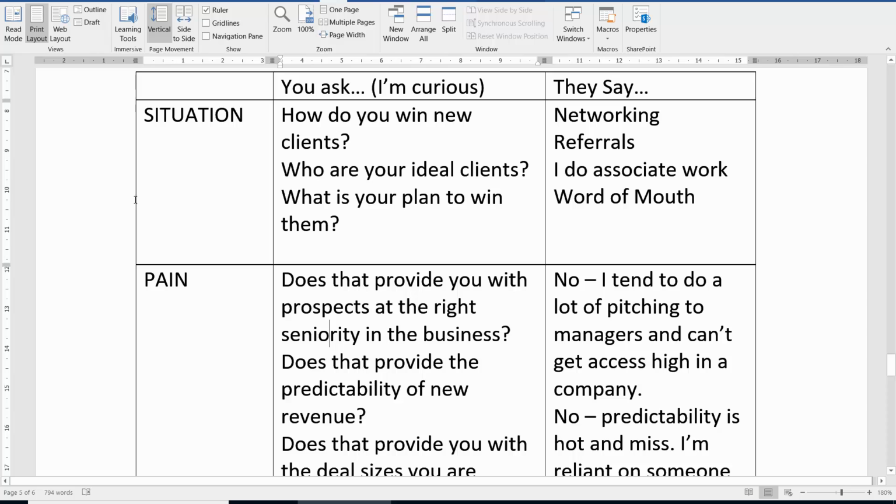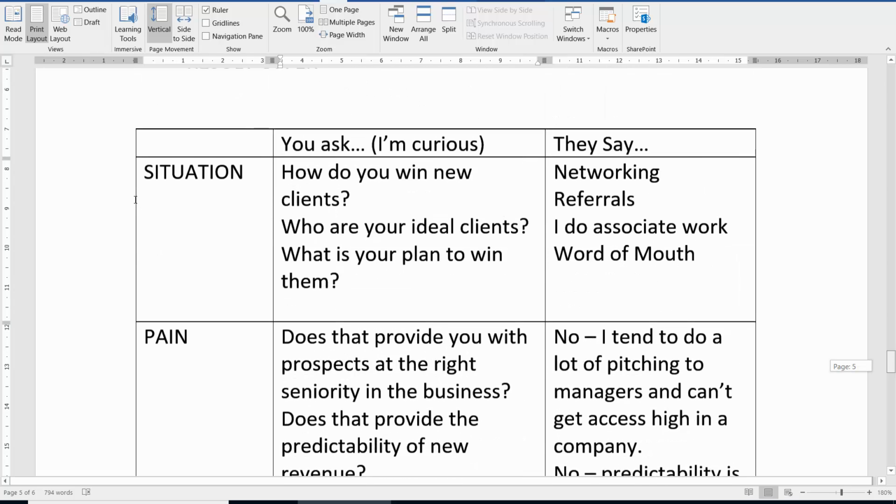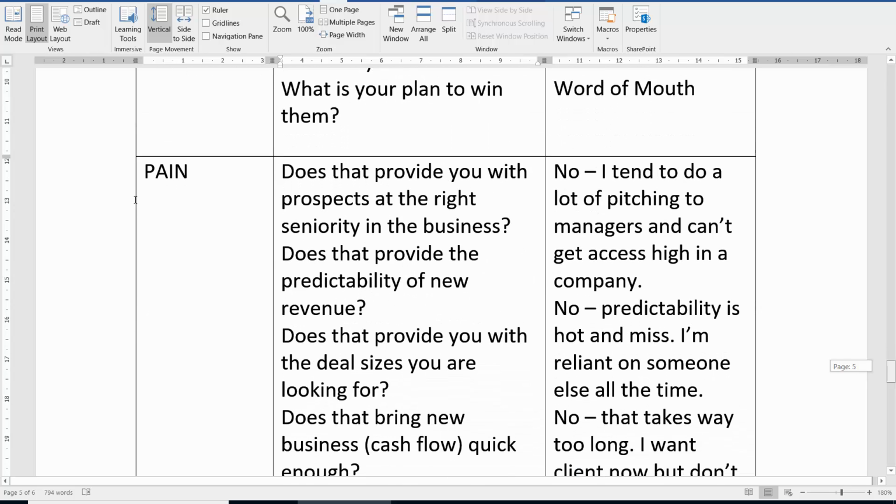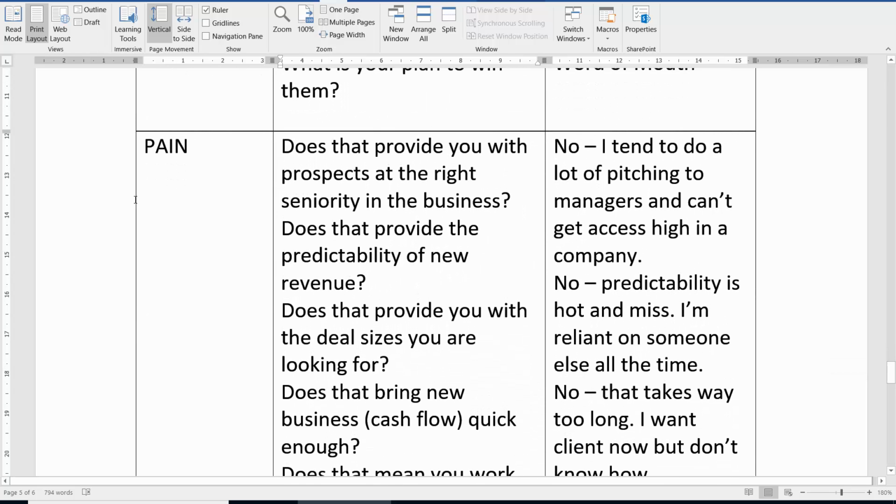So it's, again, a short question aimed at highlighting the pain. So does that provide you with prospects at the right seniority in the business? That might be referrals or network. Does that provide the predictability of new revenue? Does that provide you with the deal sizes that you're looking for? For example, associate work is not necessarily big deal size. Does that bring new business, i.e. cash flow, quick enough for you? Networking can be a long, slow process.